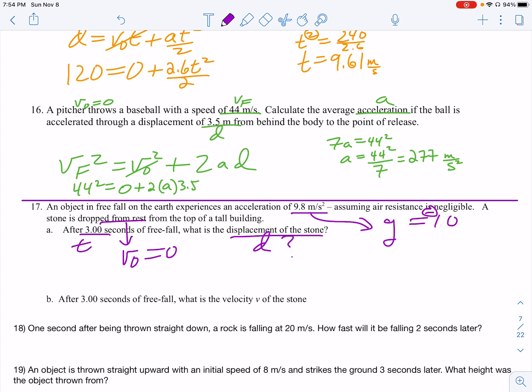So whenever I have g, that's really like a, right? So what equation has VO, A, D, and T in it? VO, A, D, and T. D equals VOT plus AT squared over 2. Looks like it.